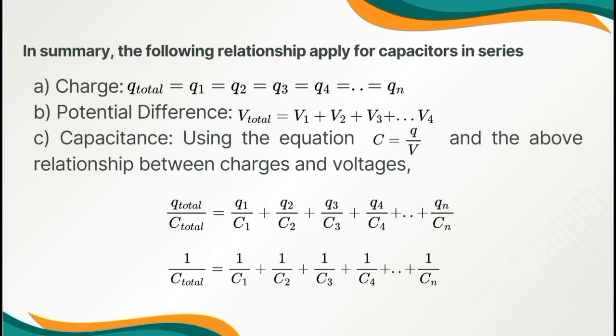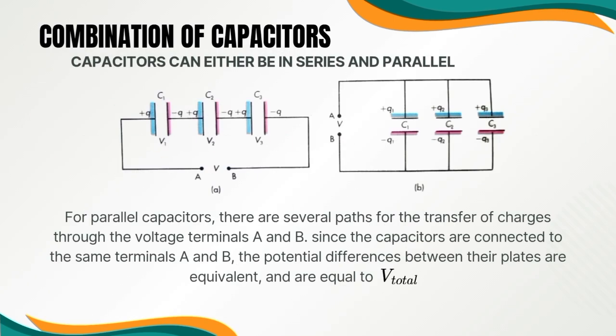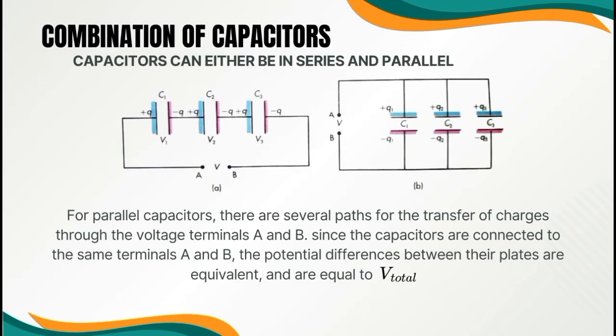For the charge, the Q total is equal to Q1, and so on, and for the potential difference, and for the capacitance. For parallel capacitors, there are several paths for the transfer of charges through the voltage terminals A and B. Since the capacitors are connected to the same terminals A and B, the potential differences between their plates are equivalent and are equal to V total.